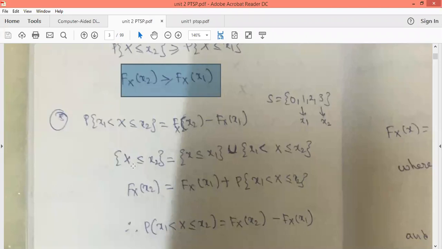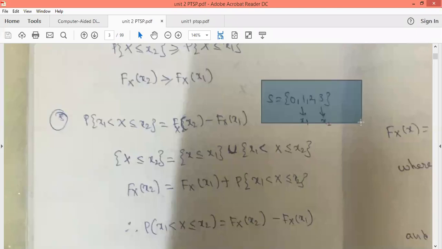So we know what x less than or equal to x2 is. Please take this example here. The sample space is defined like this, having the values 0, 1, 2, 3. Say x1 is 1 and x2 is 3. Now for x less than or equal to x2, how do we define it?